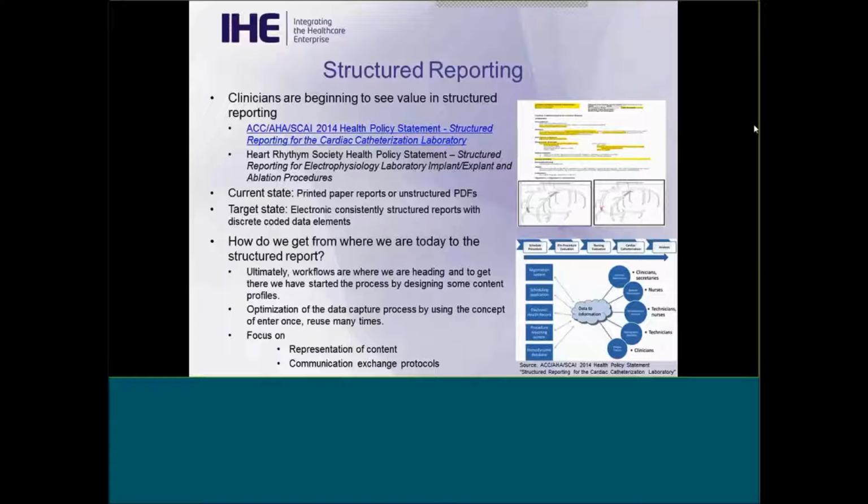So we look at this, there are two aspects. One is the representation of the content, and the other is the communication of this information through exchange protocols. The initial focus in the cardiology domain over the past several years has been defining how to represent the content for these cardiology-specific structured reports. Next slide, please.